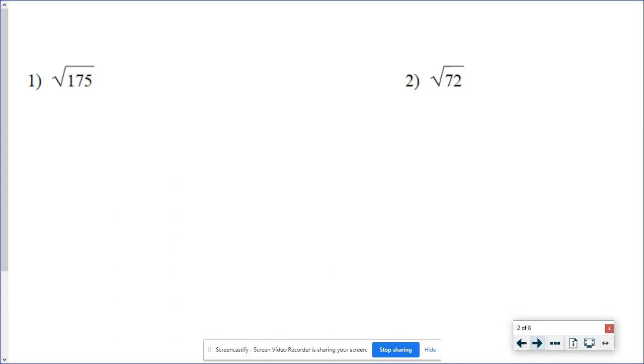So these first couple problems are just purely simplifying radicals, making our trees and then finding pairs. I don't even have any cube roots today. It's all about square roots.